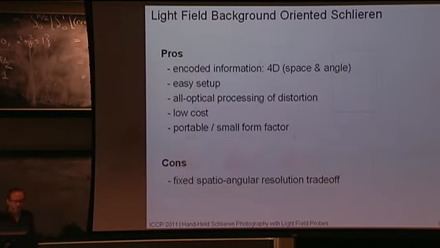The advantages of these light field probes are that the encoded information is up to 4-dimensional, because you can encode the space and the angle on the probe. The setups are quite easy and inexpensive, because all we need is printed transparency and a lenslet array with a light box, for instance, for the background. The form factor is small. All the processing at this stage of the algorithm is done optically. The major disadvantage at this time is the fixed spatial angular resolution trade-off imposed by the lenslet arrays.